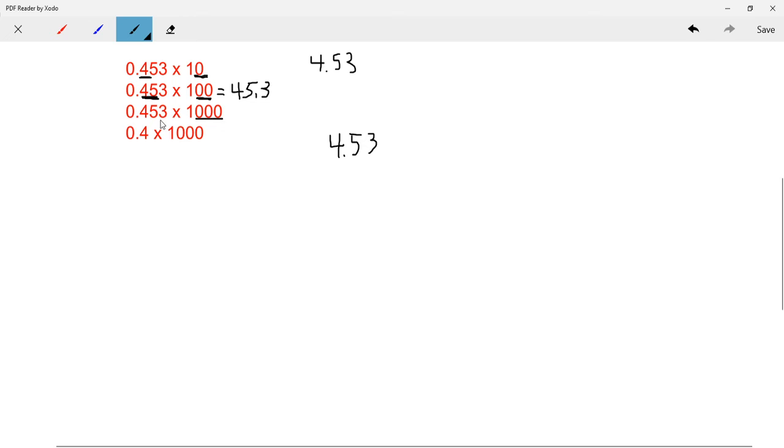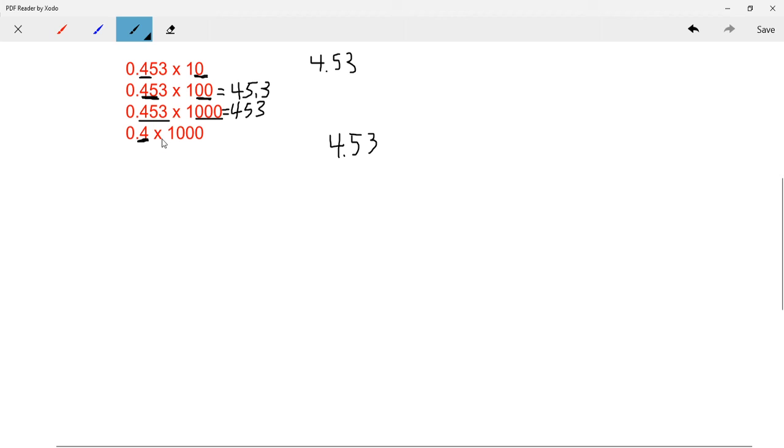Now for times 1,000, we are going to be moving 3 digits over, so that would just be 453. We don't even need to write a decimal because it's a whole number. It just becomes 453 because there are 3 zeros here, so that means we move 3 digits to the other side.